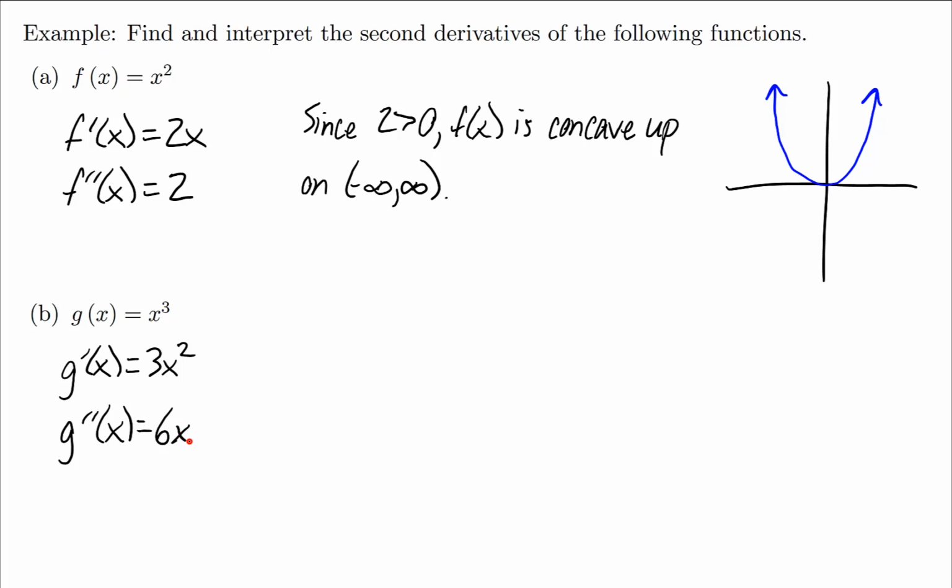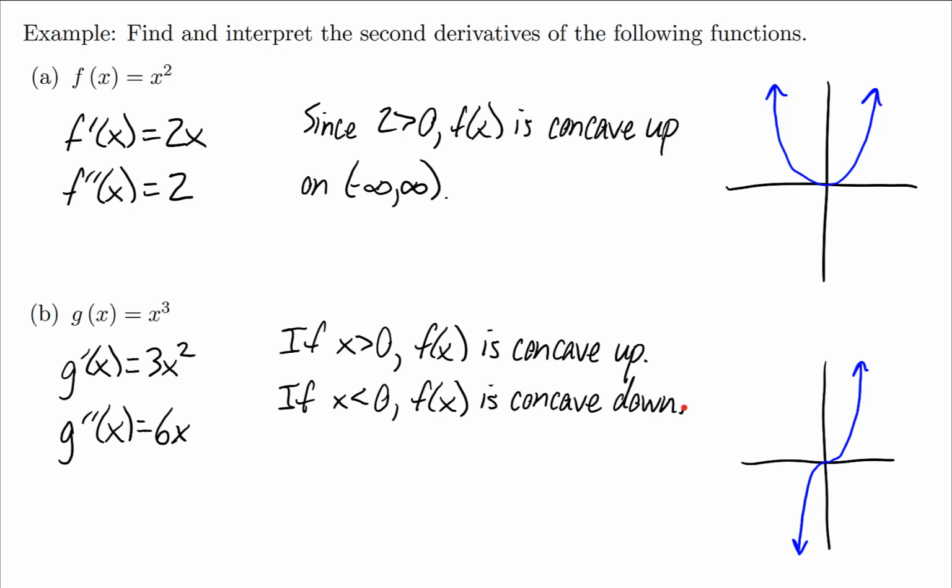Now this one, I'll go ahead and draw first. You'll notice that the graph of x cubed does indeed switch concavity at 0, and if you look at the second derivative, that's exactly what's going on. If x is positive, the second derivative is positive, which is why the function would be concave up. If x is negative, the second derivative is negative, and that makes the function concave down. So here's what that looks like written down.